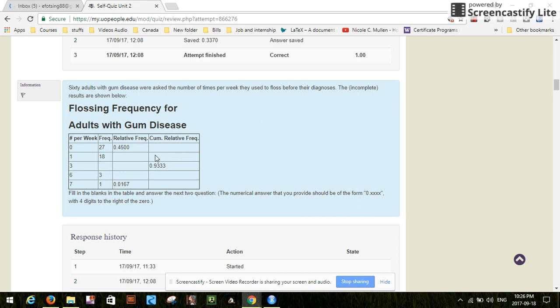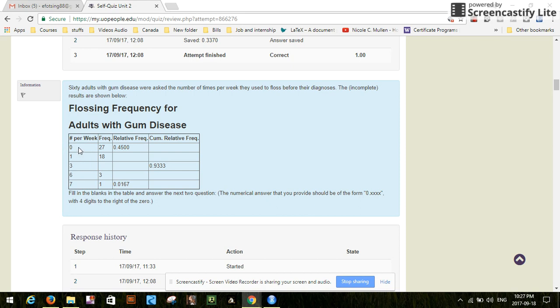So again, we have a table of incomplete results. You have the gist of it, so everything should already be straightforward here. You have the number per week, and you have the frequency. Remember, we are saying that this is the number of times per week they used to floss before the diagnosis.